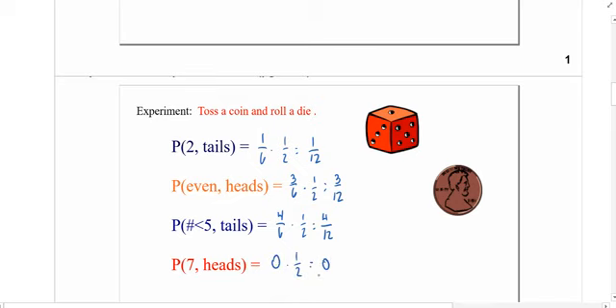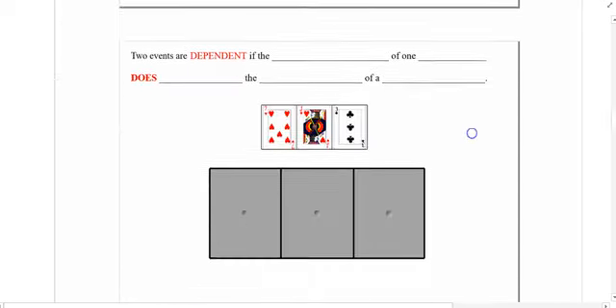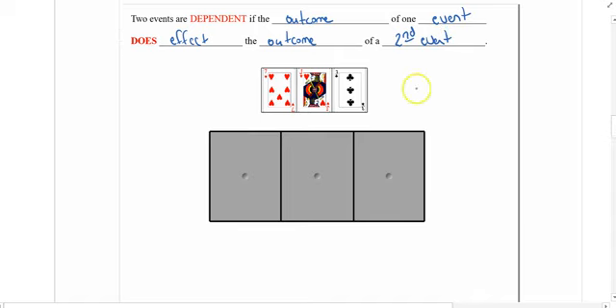All right, so when you're multiplying, we have two different events. You multiply the probabilities together. The other type is called a dependent event. So if the outcome of one event does affect the outcome of a second event, we call that dependent. The most common example of dependence is when you select cards or anything without replacement.